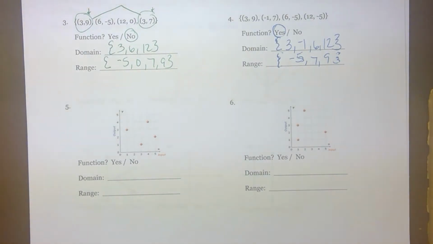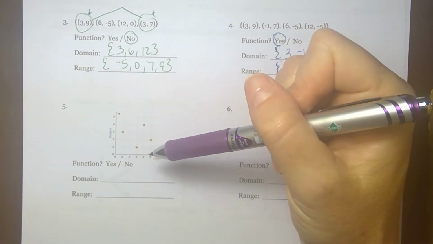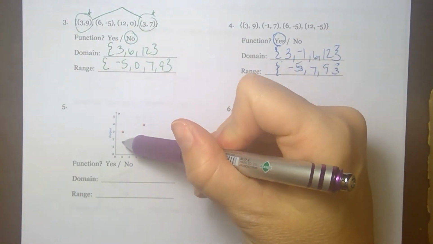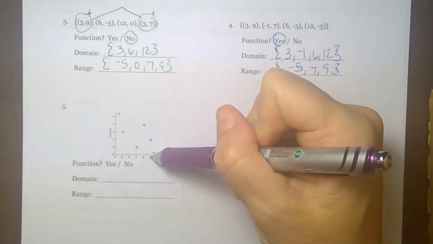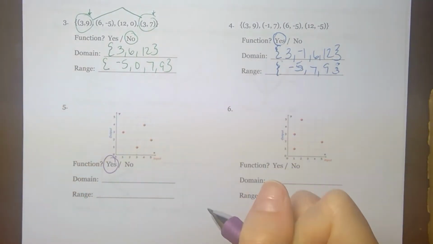For numbers 5 and 6, instead of a list of ordered pairs, I'm given points on a graph. I can still answer the question, is this a function? By looking to see whether my x values are repeated. If my x values are repeated, I will have more than one point on a single vertical line. If I draw a vertical line, I would draw through more than one point. That doesn't happen. So this is a function.